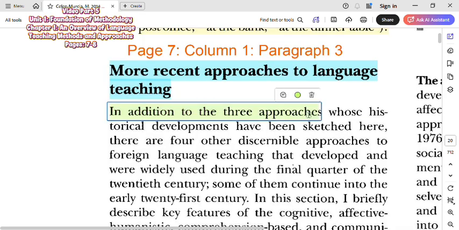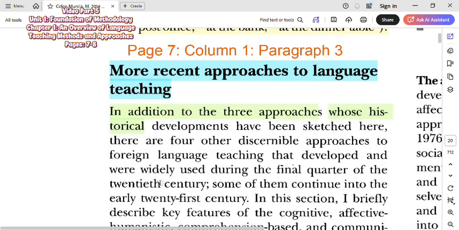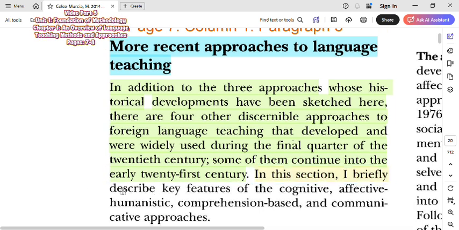In addition to the three approaches whose historical developments have been sketched here, there are four other discernible approaches to foreign language teaching that developed and were widely used during the final quarter of the 20th century. Some of them continue into the early 21st century. In this section, I briefly describe key features of the cognitive, affective humanistic, comprehension-based, and communicative approaches.